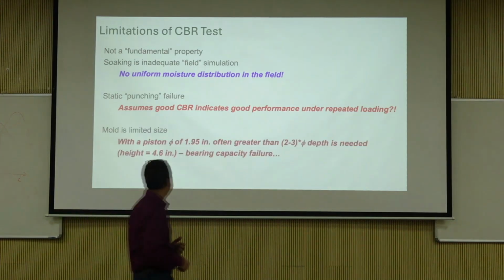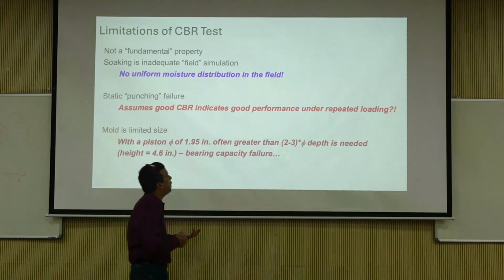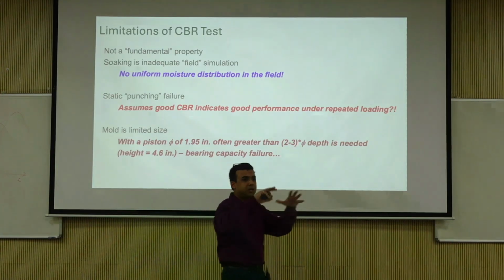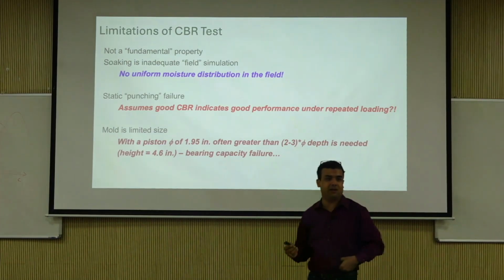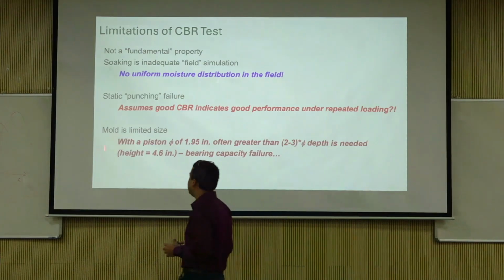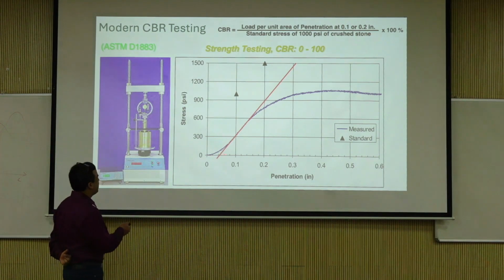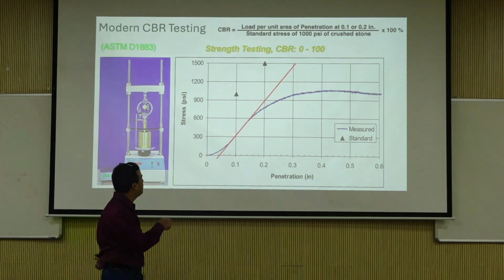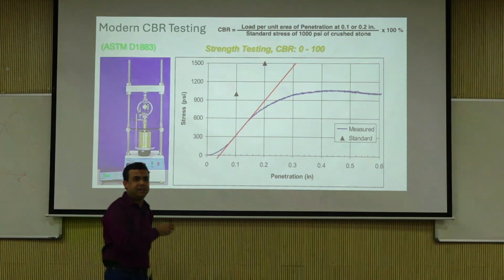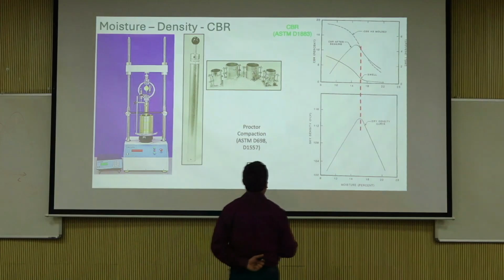So that's the limitation. Mold size, I told you already. Bearing capacity, you need a depth of 2 to 3 times the diameter just to develop a proper bearing capacity. If you go back to Terzaghi's bearing capacity failure and stuff like that, right? So that's the reason mold size affects it. Also, just a very trivial detail: I'm assuming whoever is running CBR has modern equipment that does the zero correction at the very beginning, because there is some seating that happens. It's just a little trivial thing. I'm not going to spend much time.